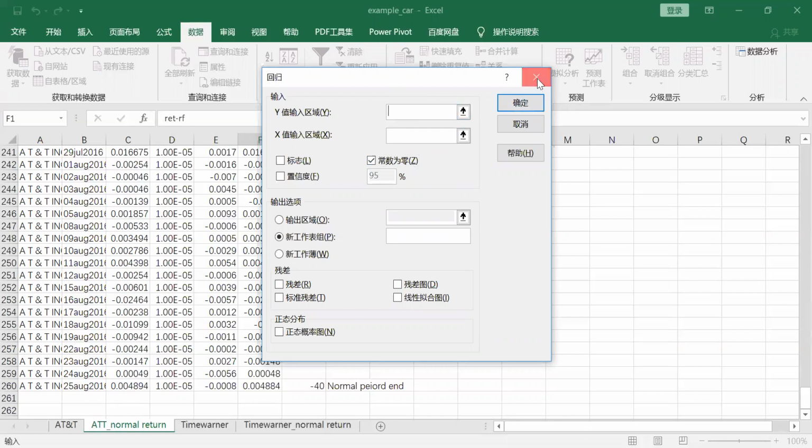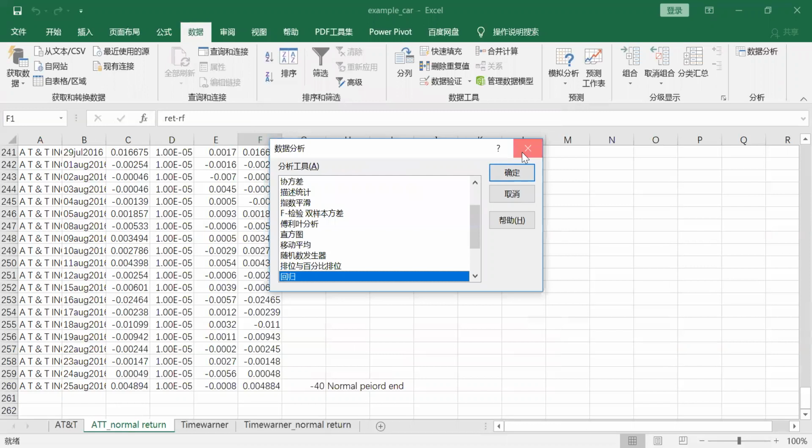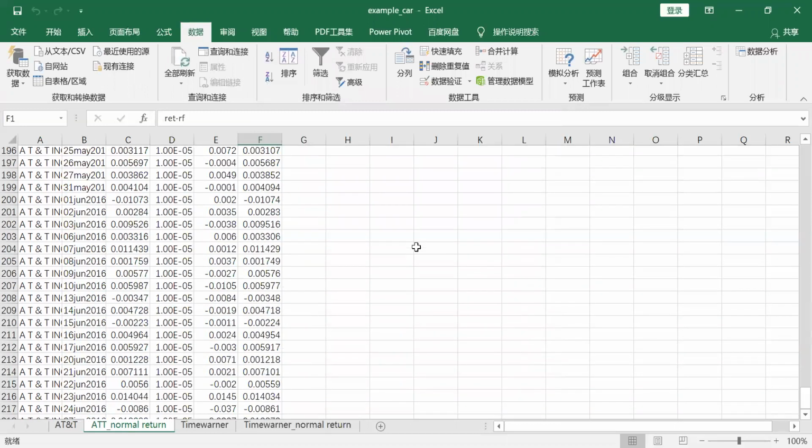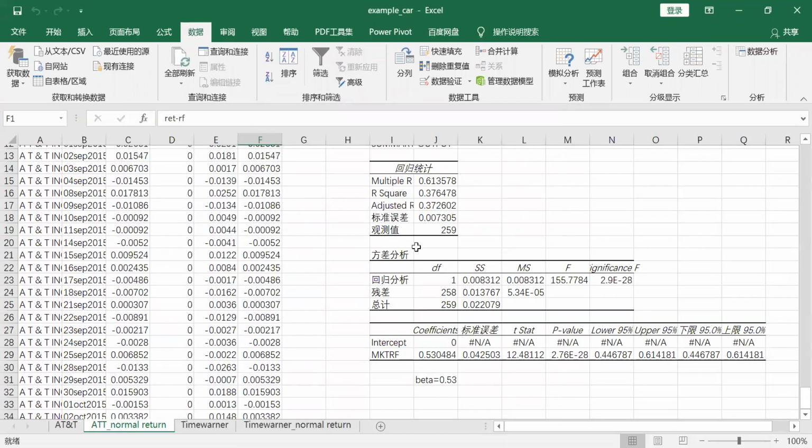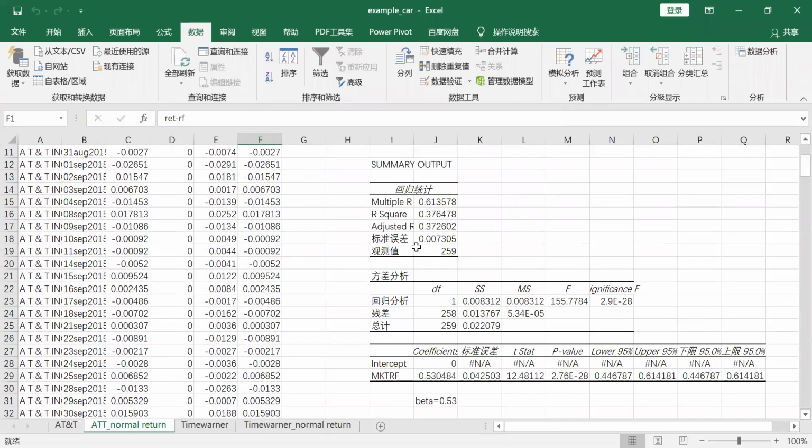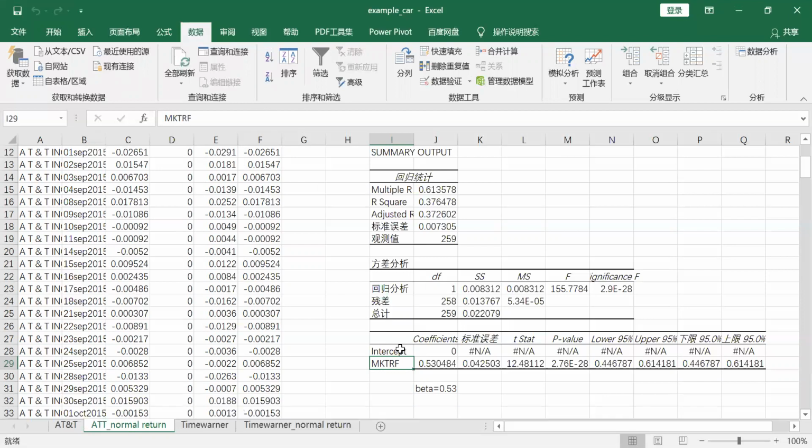For the example here, after you choose all these options, there will be output. You can choose the output in another spreadsheet or just in this spreadsheet. Now you can see this is the output of the regression analysis. This is the X variable, the independent variable, so the coefficient on the market risk premium is 0.53. So the beta here is 0.53.